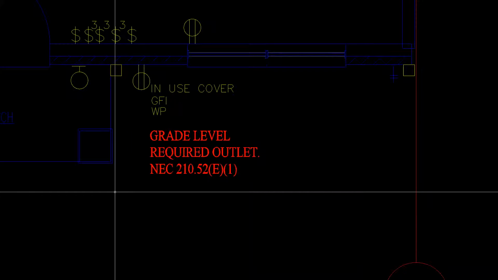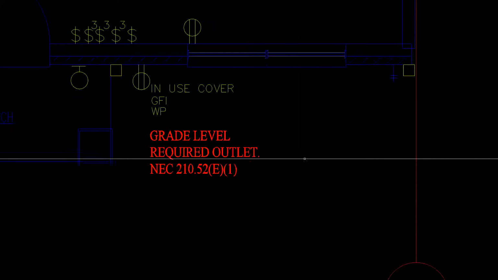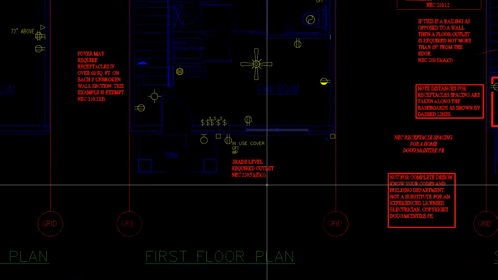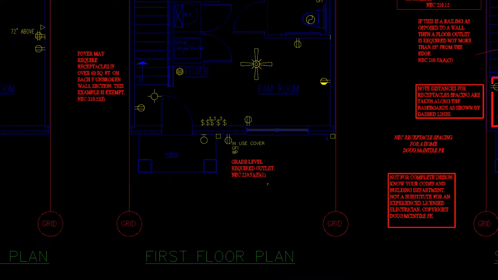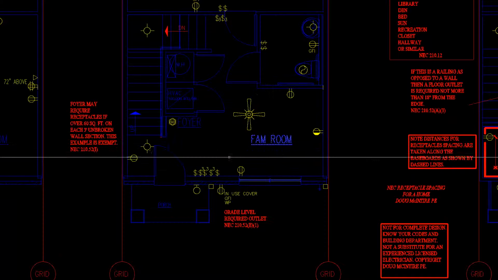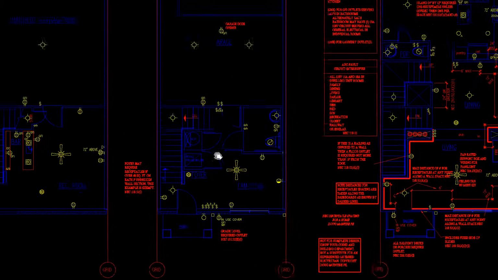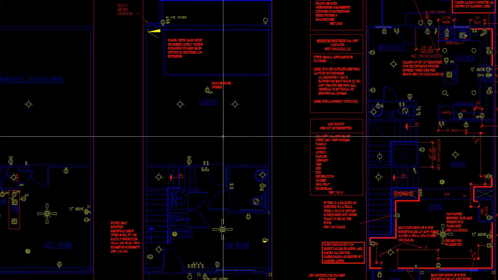And you'll see that's 210.52(E)(1). Again, end-use cover, GFI, weatherproof, etc. That's all that's required on the front or the back of the house. But that gives a workman an opportunity to work on things without having to get out a long extension cord. You can plug in your Christmas lights, whatever it is that you need.